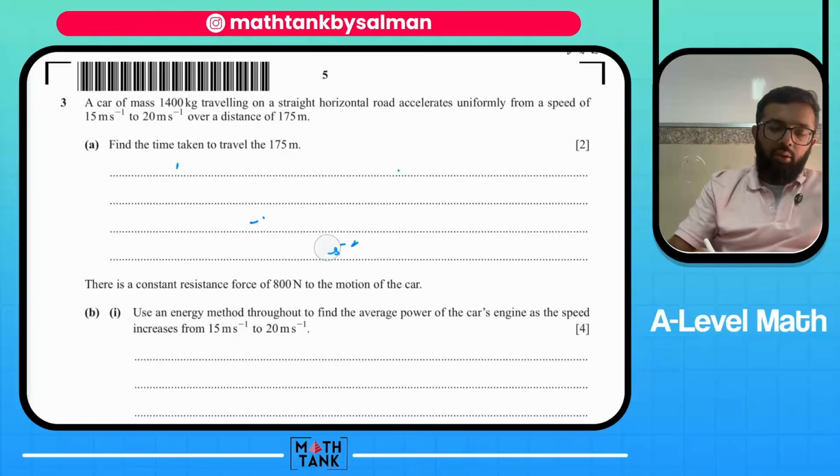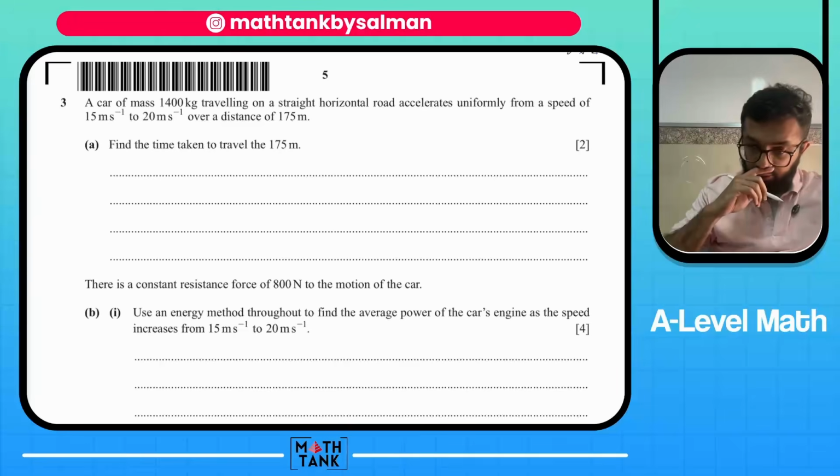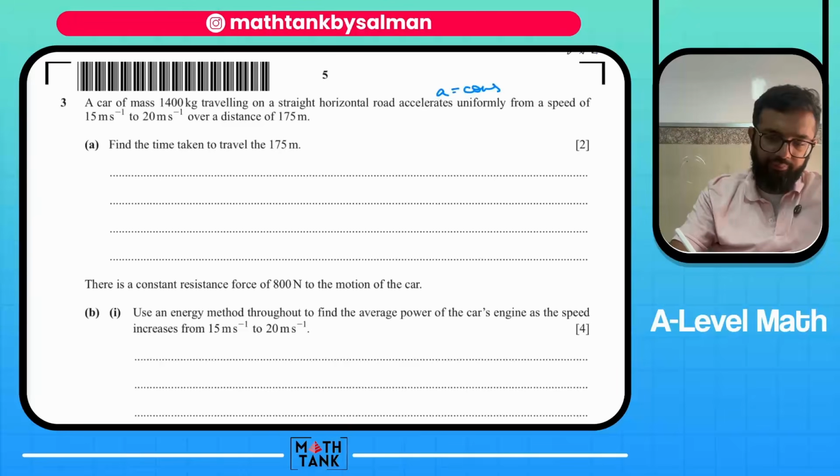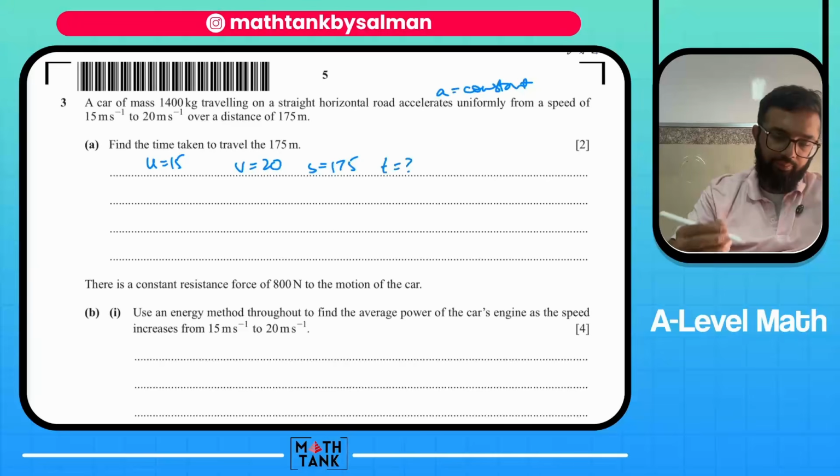Okay, question number three says the car of mass 1400 kg travels on a straight horizontal road and accelerates uniformly. So acceleration is constant. That means I can use the constant acceleration formulas. Use u is 15, v is 20, and the distance is 175. Find the time taken. So half u plus v times t. Use this formula. That's easy.